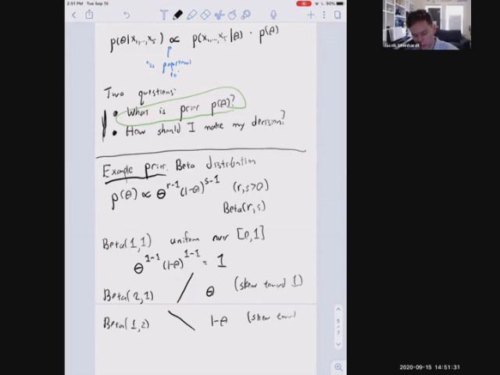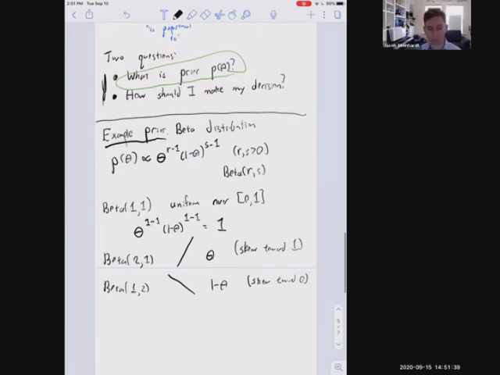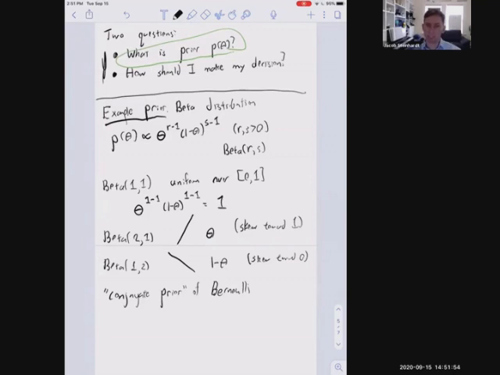So this one skews toward 1, and this skews toward 0. The reason why we like beta distributions is because they're what's called the conjugate prior of a Bernoulli. What this means is that if I have a beta prior and I have a Bernoulli likelihood, I end up with a beta posterior.